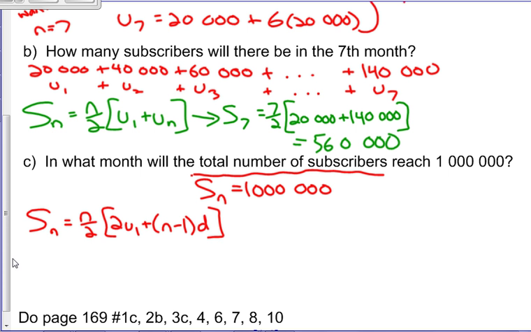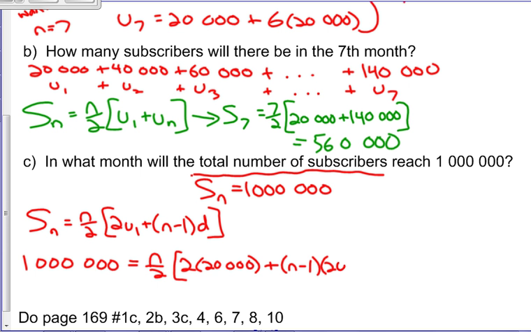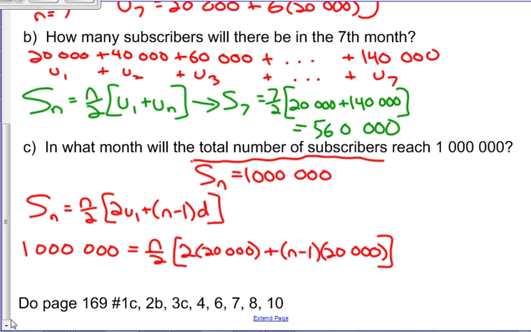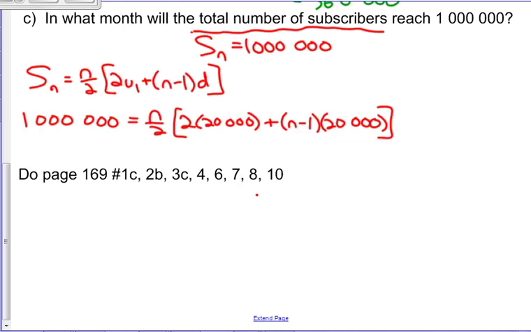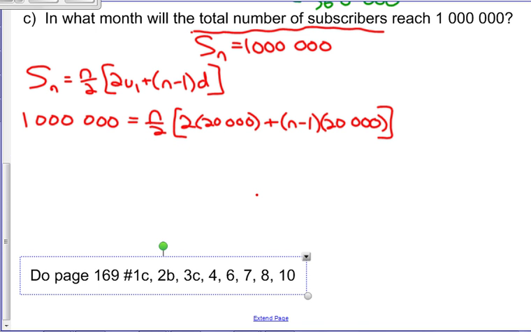Because the gag is, as long as we know all but one of the values, we can find the missing one. So Sn here would be 1 million. n over 2. We're wondering what n is, or how many months or terms we'll deal with. 2 times 20,000 plus n minus 1 times d, which is also 20,000. Now once we've got the equation, I could just plug it into the calculator like that, and maybe I'd make fewer silly mistakes. Let's see, I'm going to need more space.